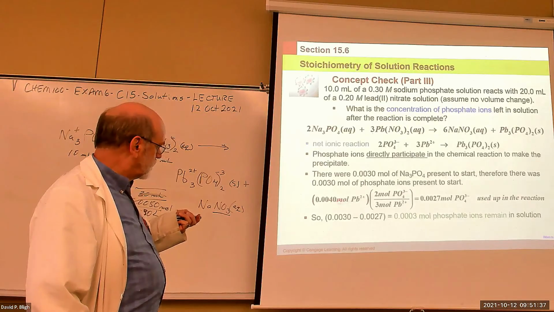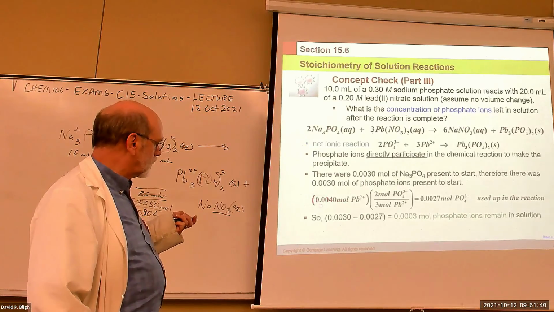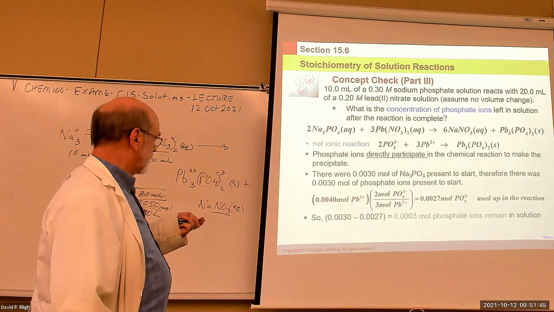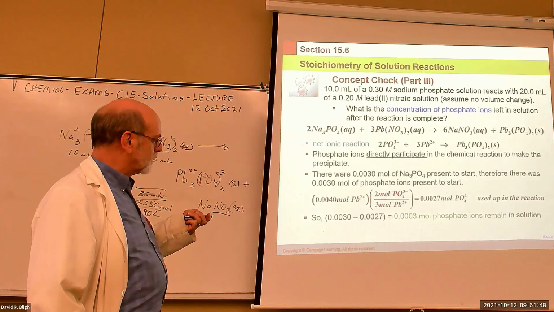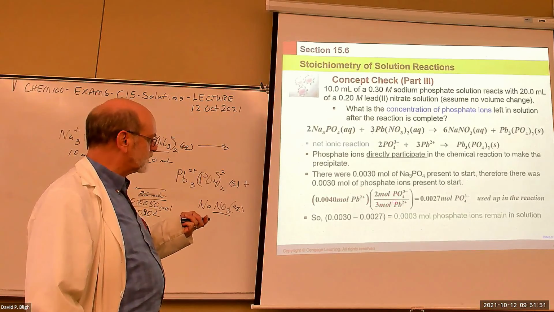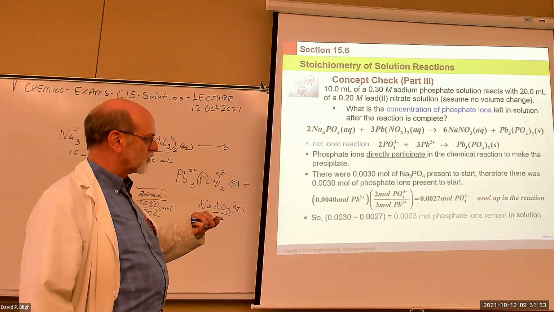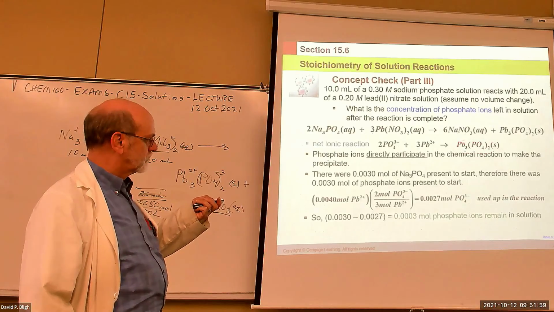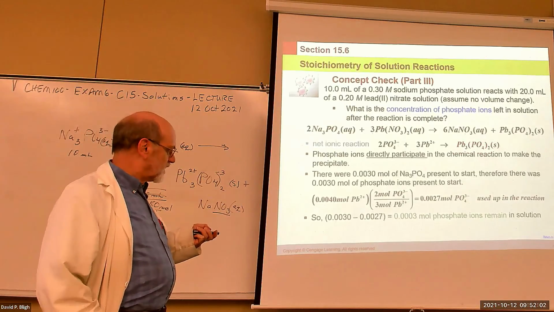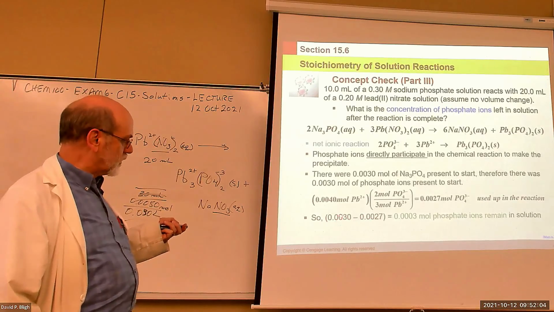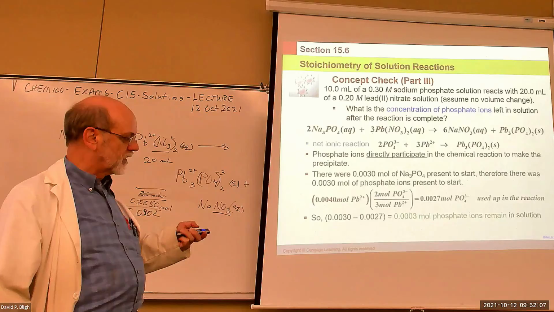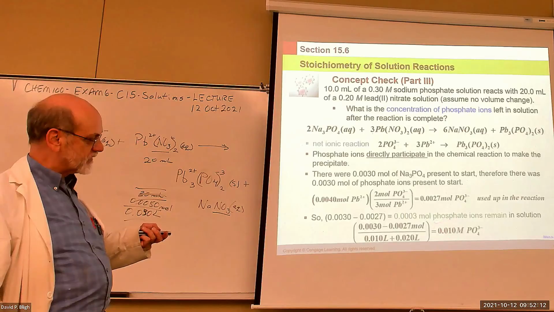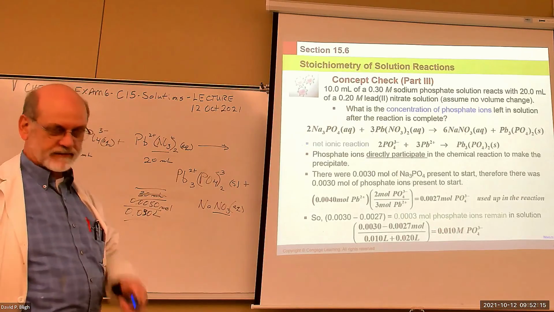So if we know that we have this many moles of lead to begin with, then this converts 3 moles of lead to 2 moles of phosphate. That's how many moles were used in the reaction, right? Based upon this proportion. Okay. So now, if we use that many, and this is how we start with, this is how many moles we have left over. So we just divide that by our volume. And our concentration of phosphate in solution now is 0.01 molar. Very low.